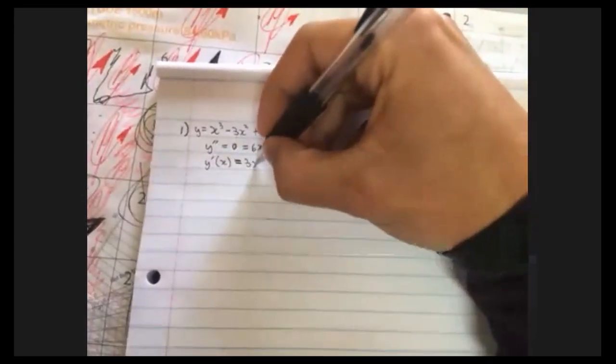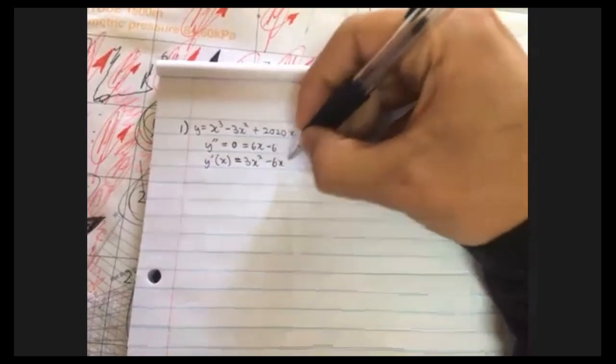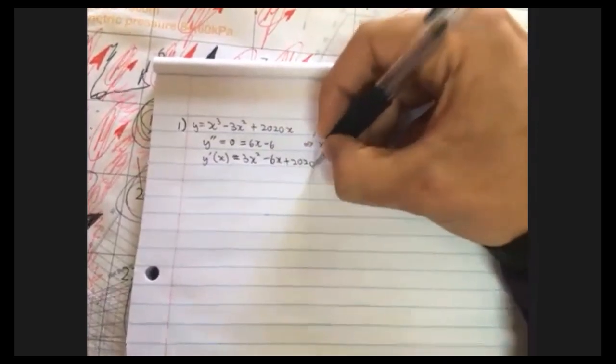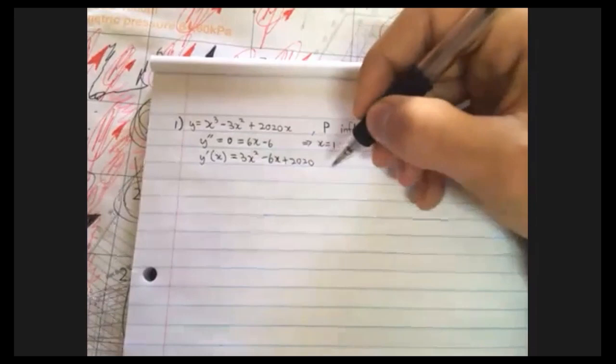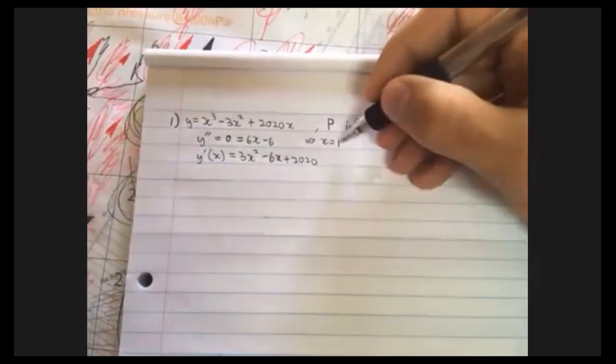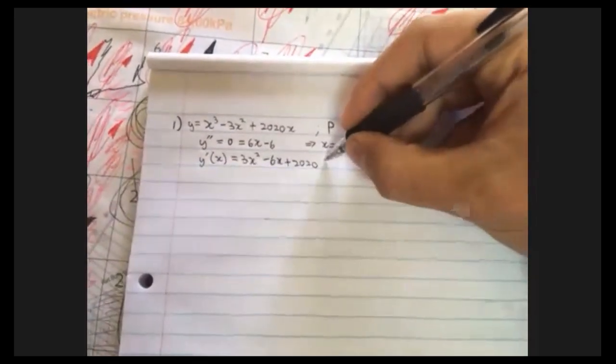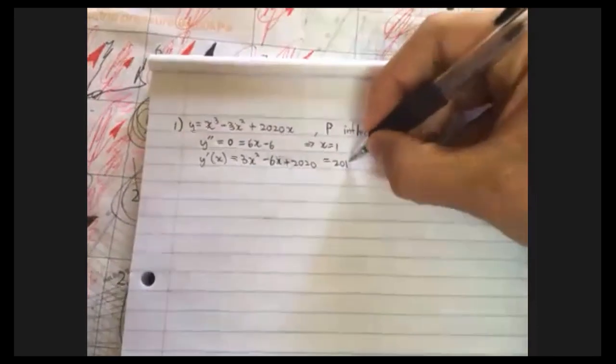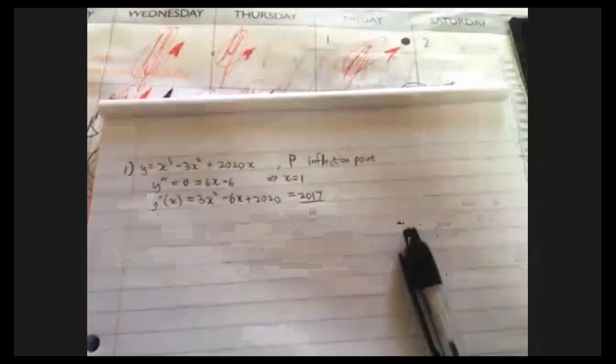Now, the first derivative of y is 3x squared minus 6x plus 20, plus 2020. And if we plug in 1, this is going to equal 2017, which is the correct answer.